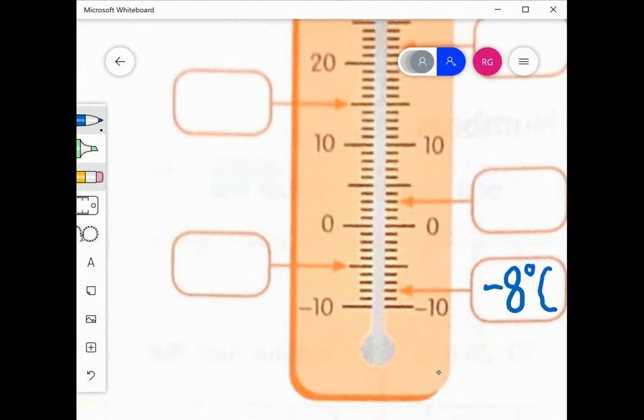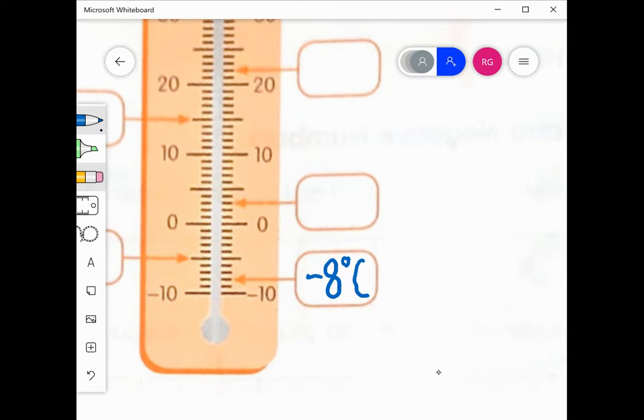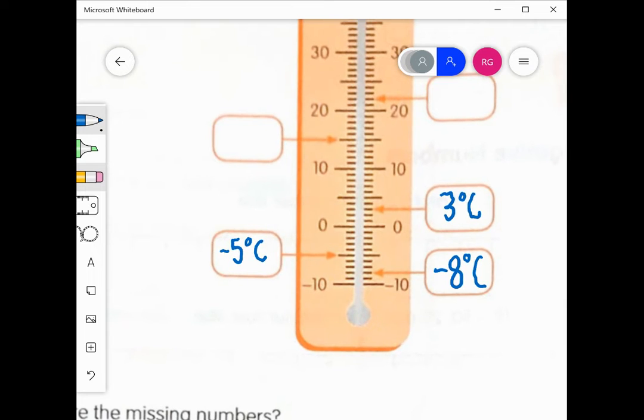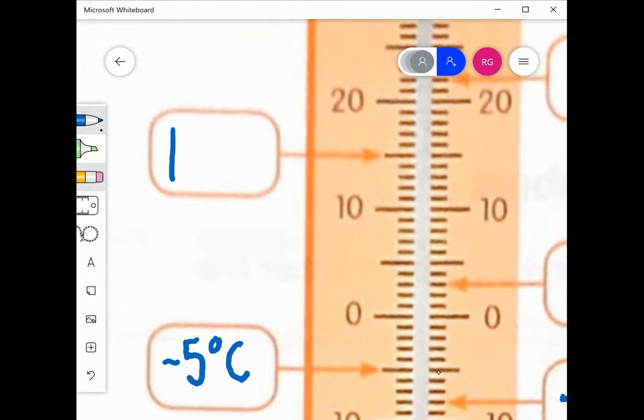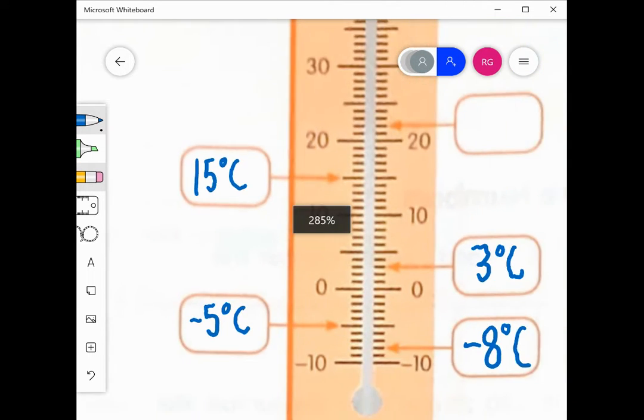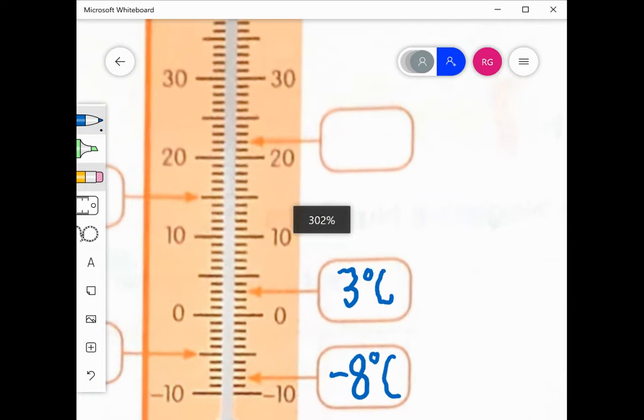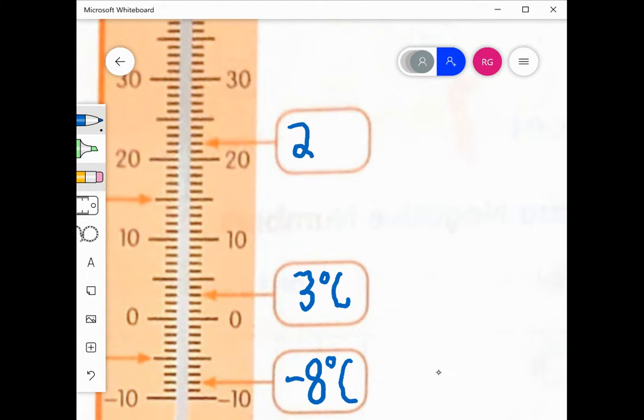All right, and the next one is -5 degrees Celsius. All right, and then we can go on to 3 degrees Celsius. There we go. All right, and the next one is going to be 15 degrees Celsius. All right, and the next one will be 22 degrees Celsius here. And then I think we've got them all for this one. So let's move on to the next question, shall we?